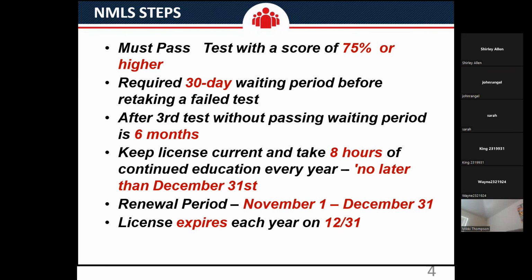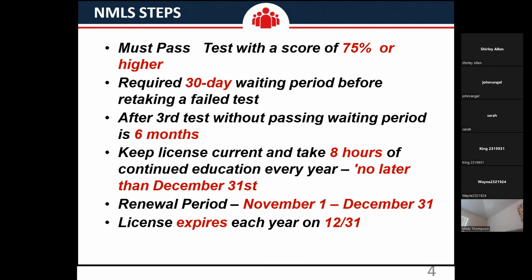The renewal period starts on November 1st and ends on December 31st. Everyone's license expires each year on 12/31, unless you take 8 hours of continuing education and pay your fee. That's the test question, and that's the way that NMLS wants you to answer it. There will be 2 answers there: one that says December 31st, and another that says December 31st, unless you take continuing education and pay your fee. That's the most correct answer.